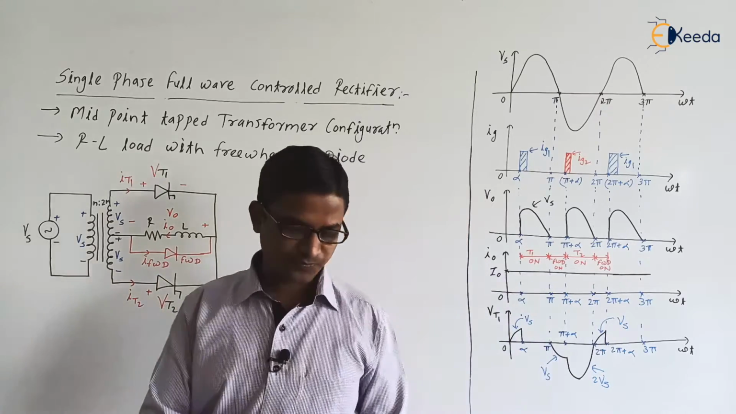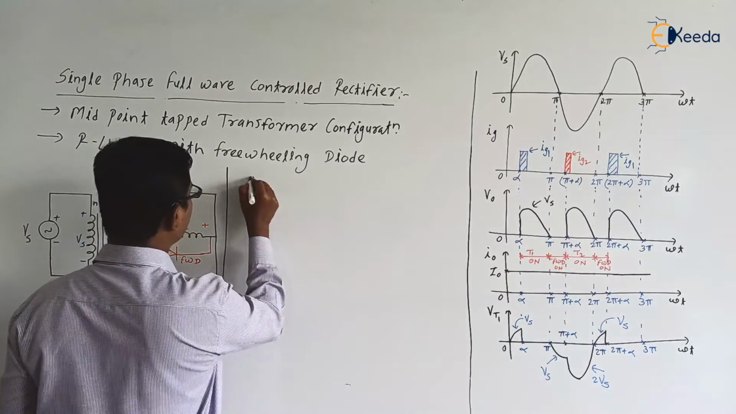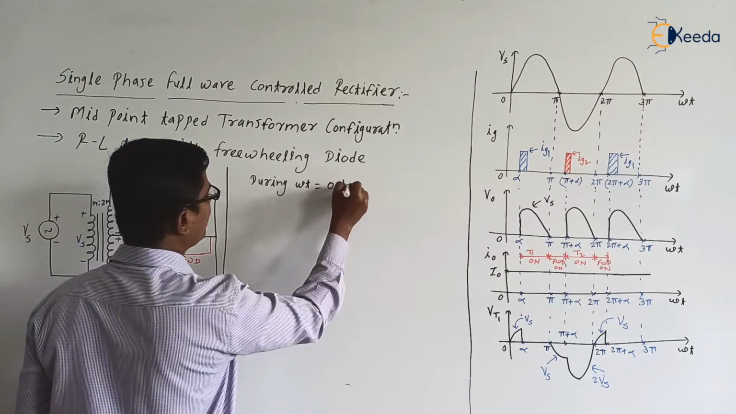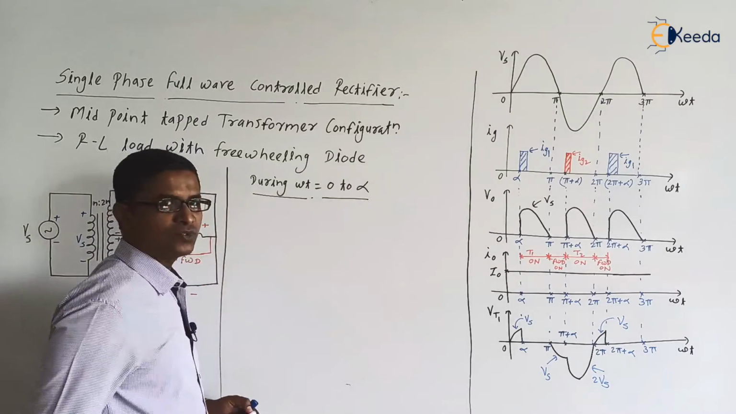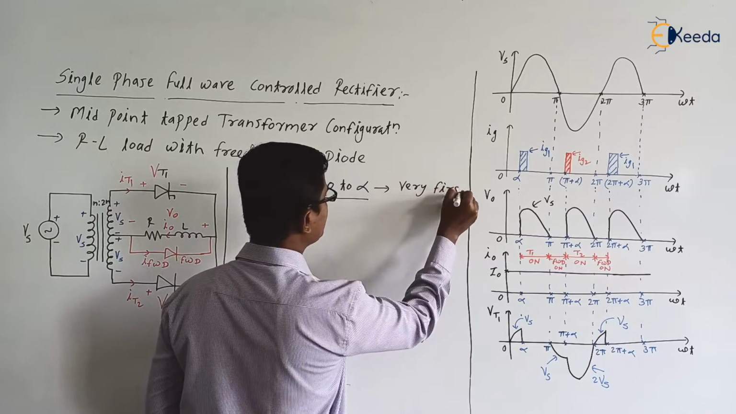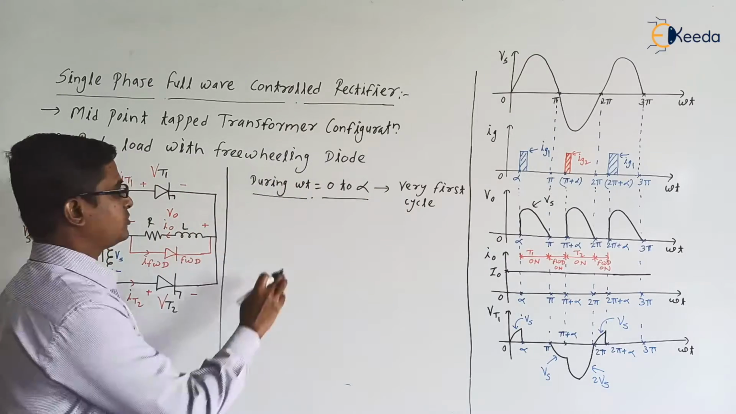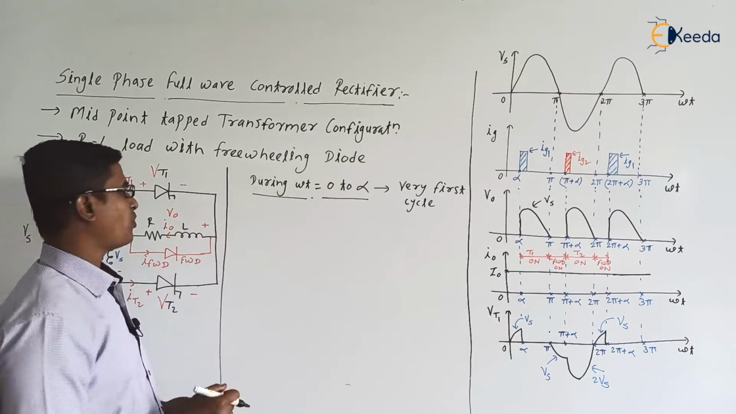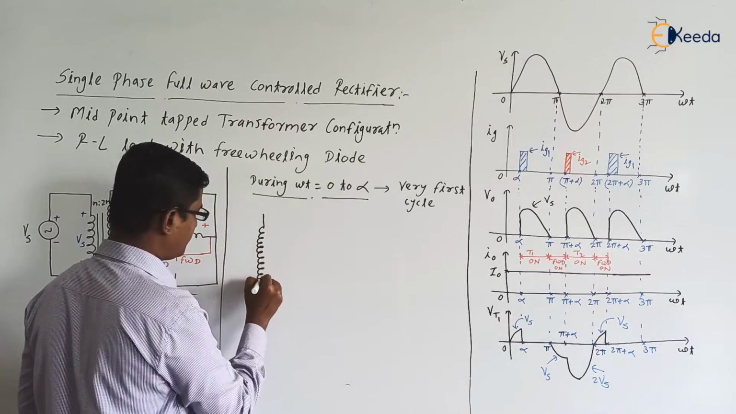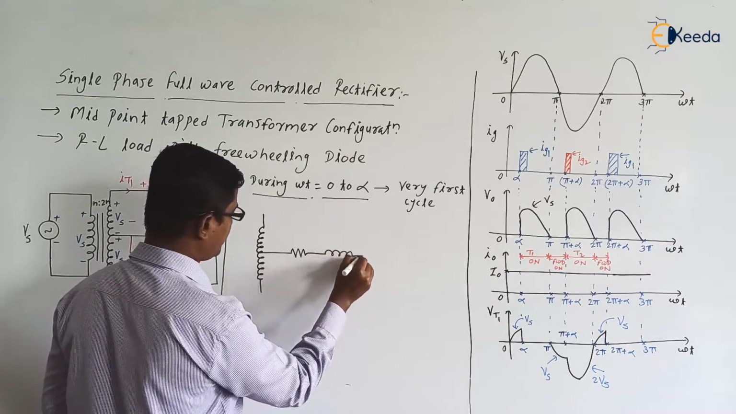Now we are going to discuss the circuit operation during different intervals. First, during omega t equal to 0 to alpha, and this is for the very first cycle only. During omega t equal to 0 to alpha, Vs is positive. I am drawing only the secondary side of the transformer, no need to draw the primary side. Here it is R, here it is L.